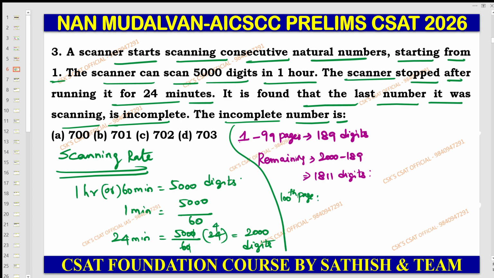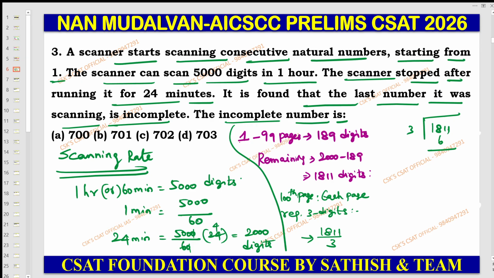Right, same concept. From page 100 onwards, what would happen here? Each page requires a 3 digit number. So how many 3 digit pages are we able to make from the 1811? You have to divide by 3. If you divide by 3, now try to understand here.